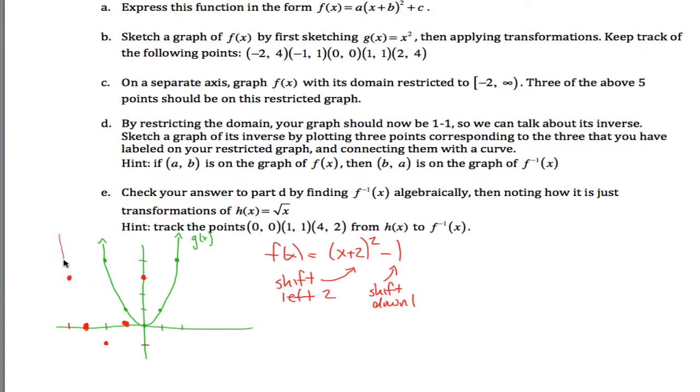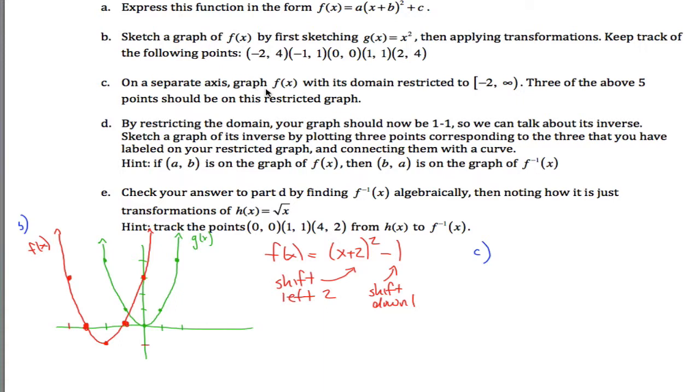And so what I have, try my best, is a graph of f of x. So part B, sketch this graph by keeping track of these points. I guess I did all that. I even labeled the transformations here. On a separate axis, all right. So this is C over here, which I guess means this was B.